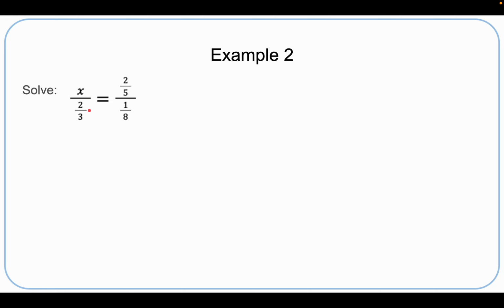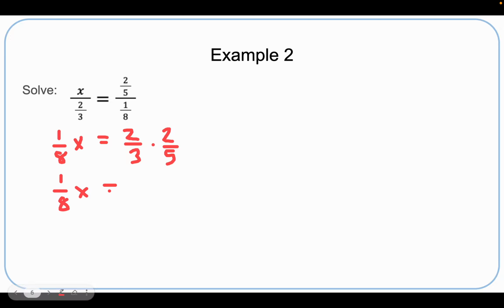All right, this one we want to solve for x. So we're going to cross multiply. So we have x times 1/8. I'm going to put 1/8 x equals 2/3 times 2/5. Then we can simplify. So 1/8 x equals 4/15.